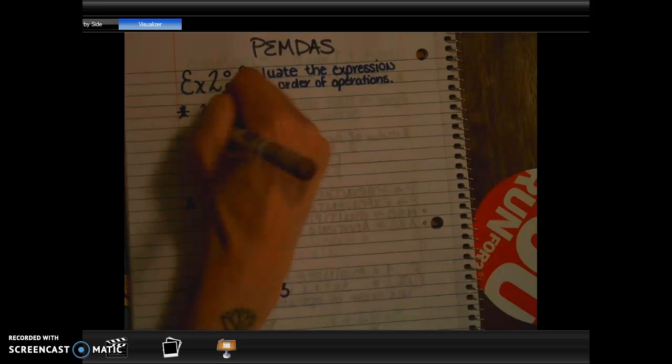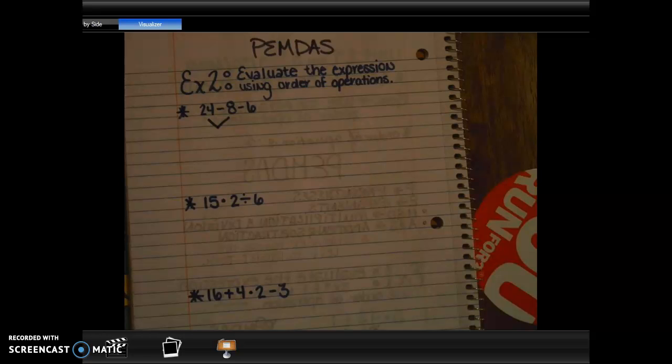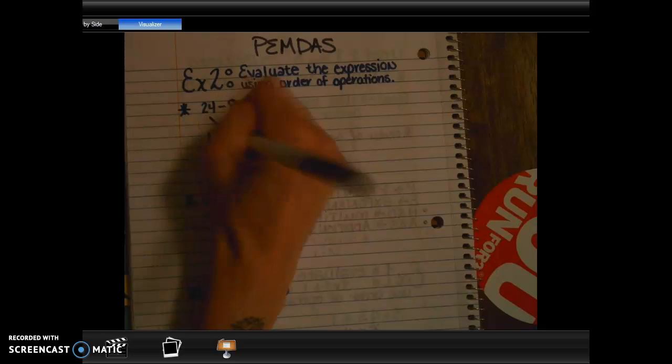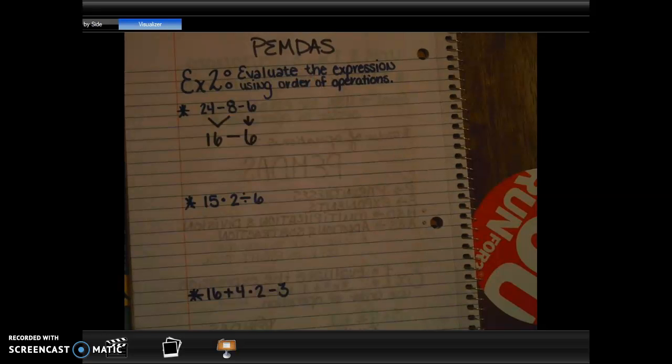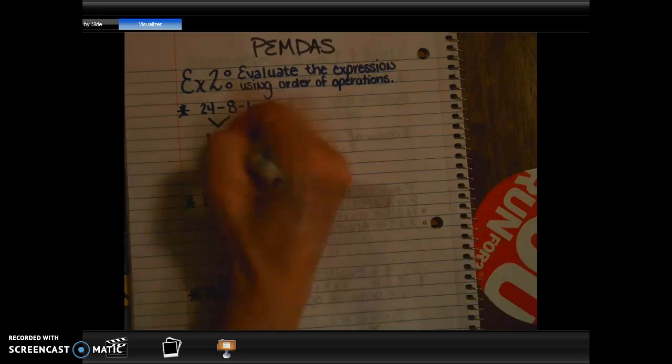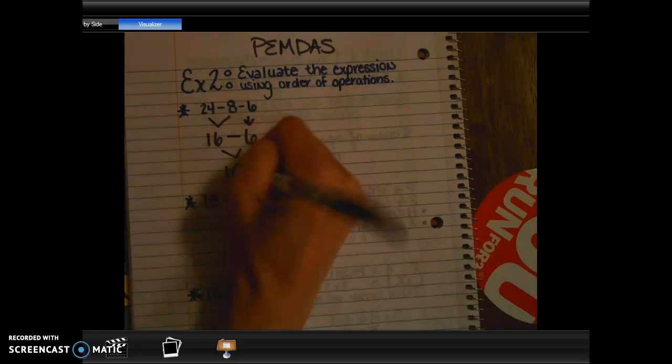So we're going to do 24 minus 8, which is 16. Bring down what we haven't used yet. Okay, let's keep going. 16 minus 6 gives us 10.